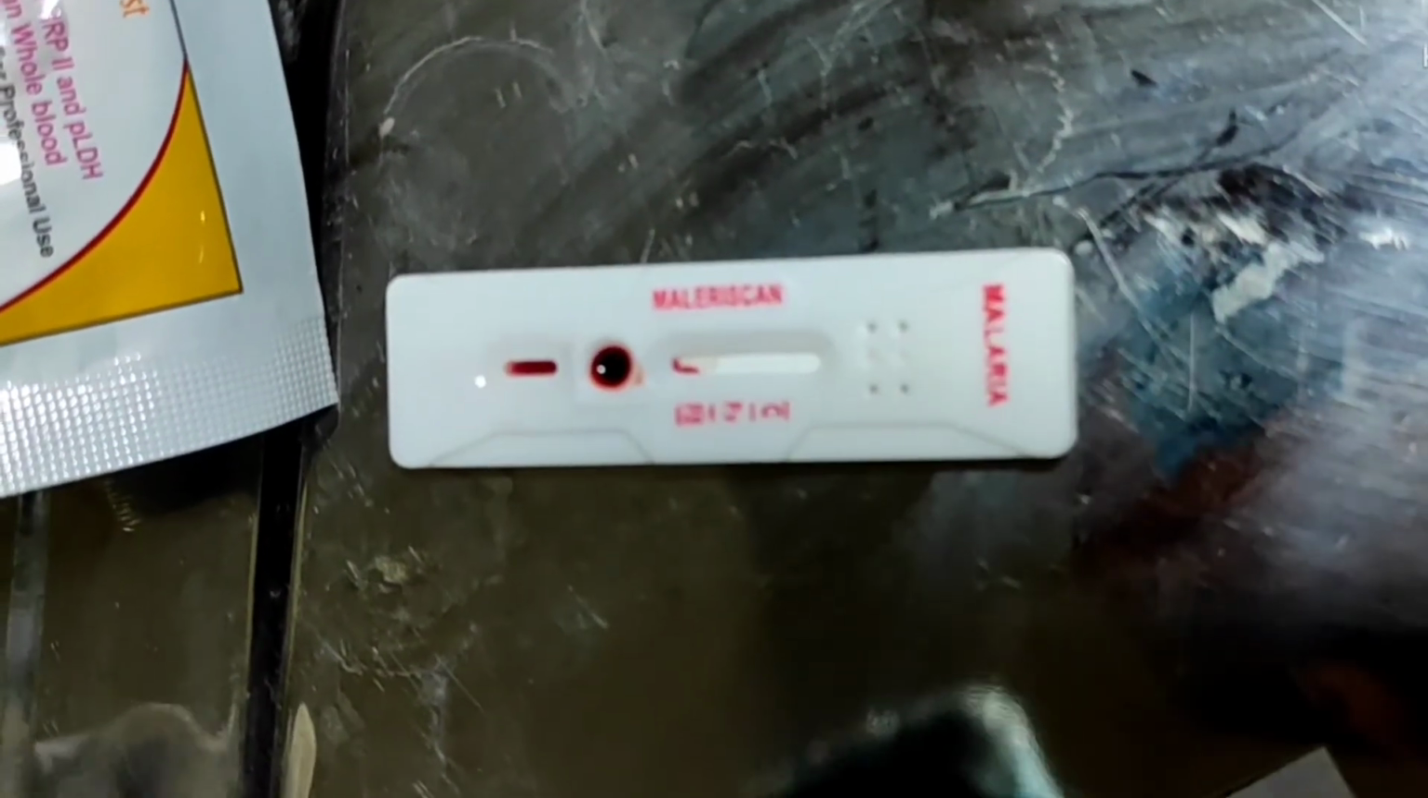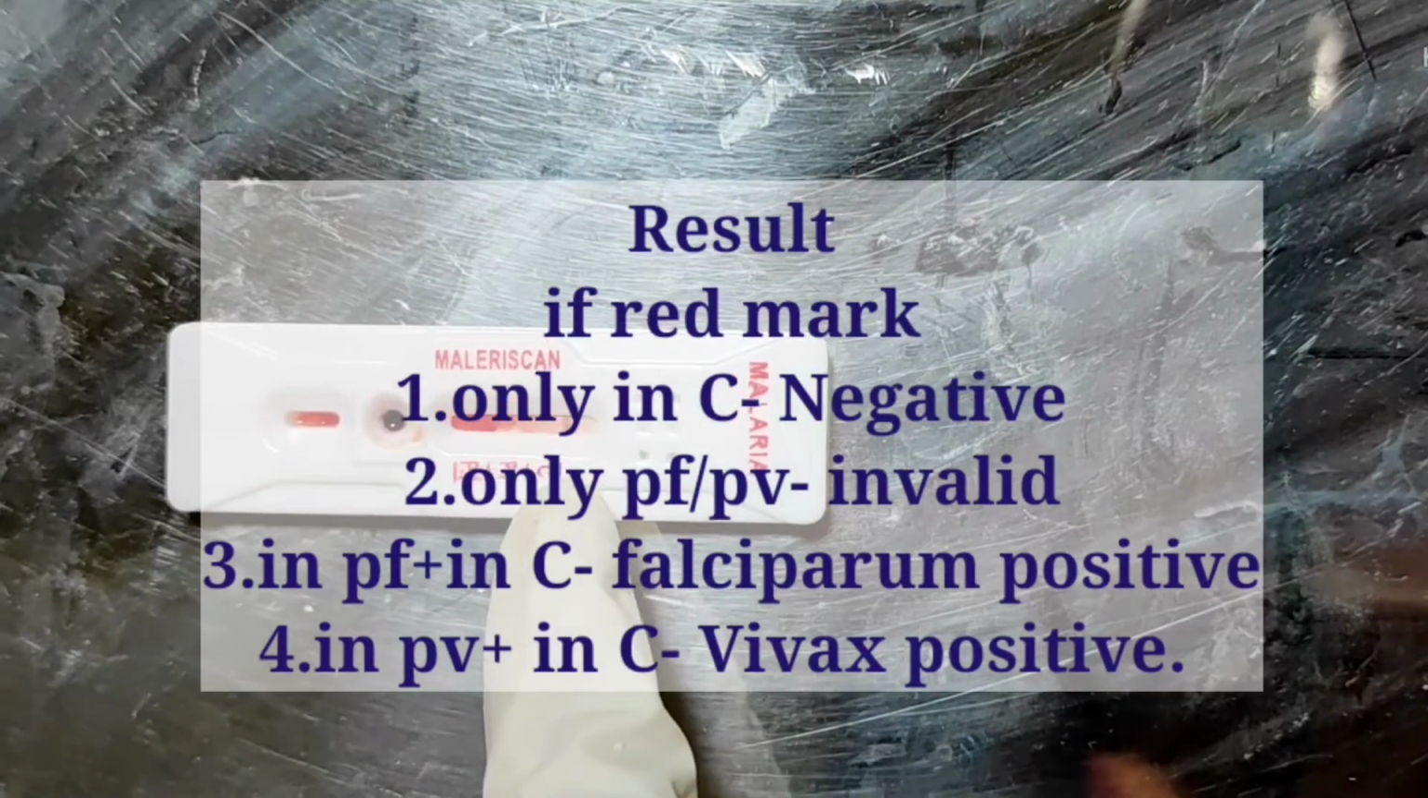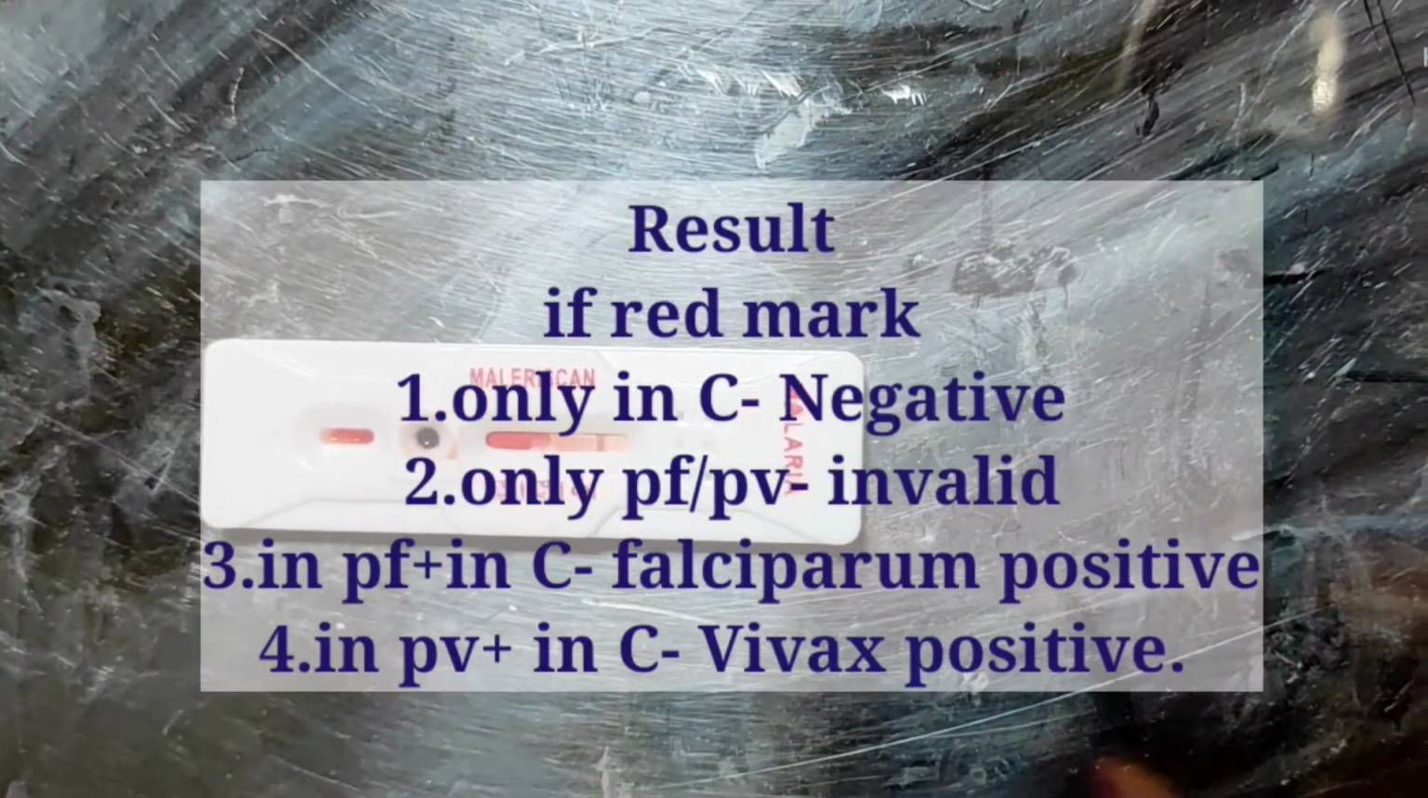Red mark only in C, then it is negative. Only PF and PV, it is invalid. If PF or PV and C, then it is positive.